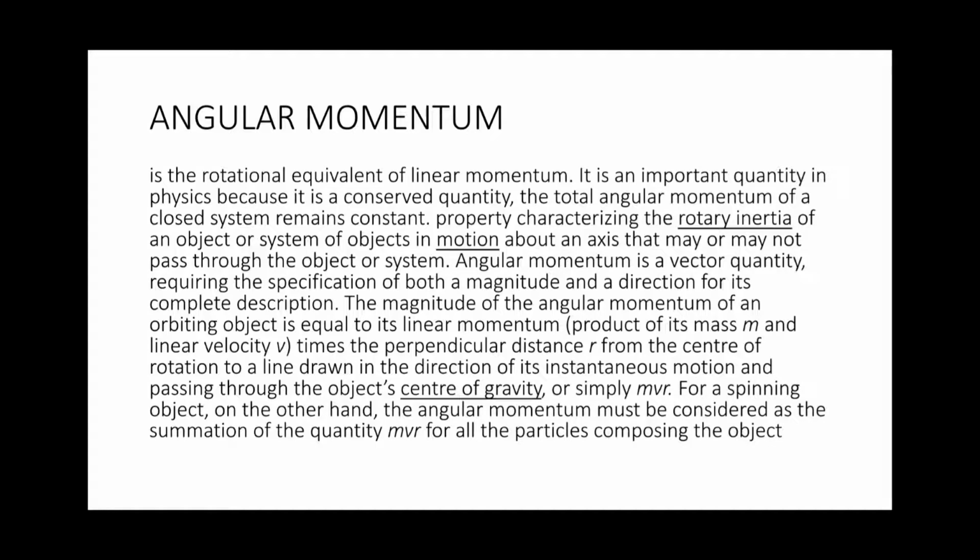Okay, for our next topic, we will talk about angular momentum. Angular momentum is a property characterizing the rotary inertia of an object or system of objects in motion about an axis that may or may not pass through the object or system. For example, the Earth has orbital angular momentum by reason of its annual revolution about the Sun, and spin angular momentum because of its daily rotation about its axis.